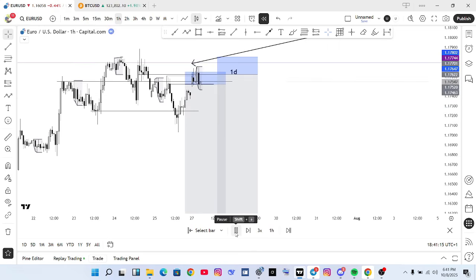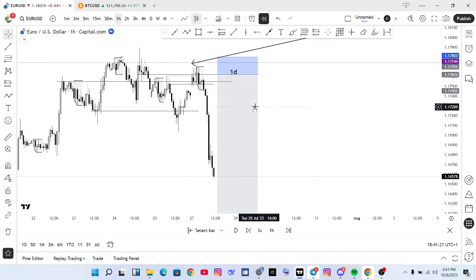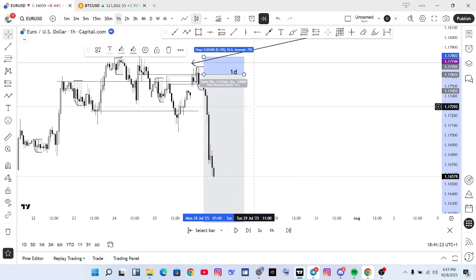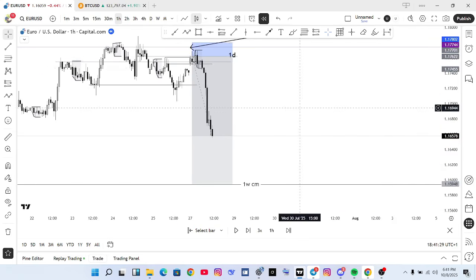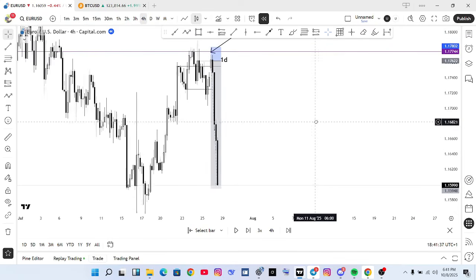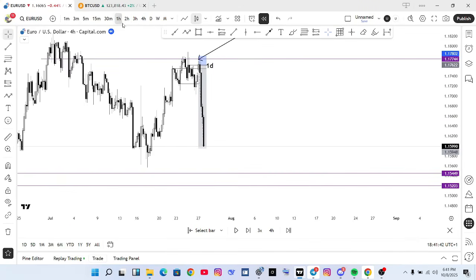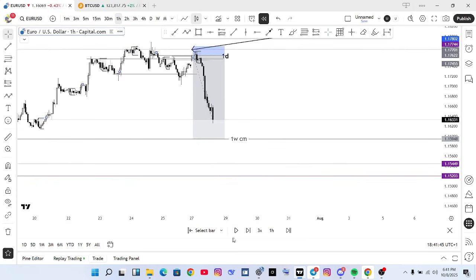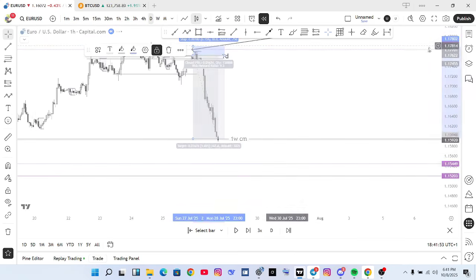So let's see what happened. Price broke this first entry and went to our second entry here. Now we are selling already. Let's go to 4 hours. See that we are going down already. So let's see what the market does. We hit TP already. Now let's go back to our daily time frame.